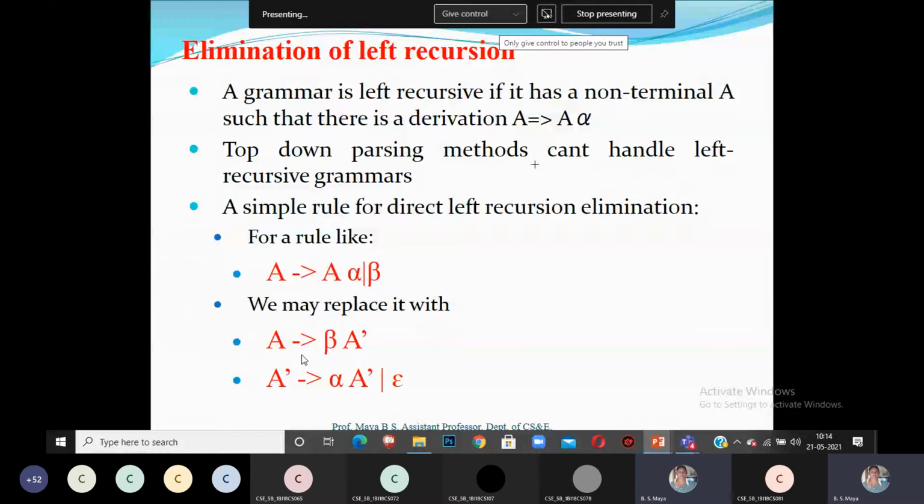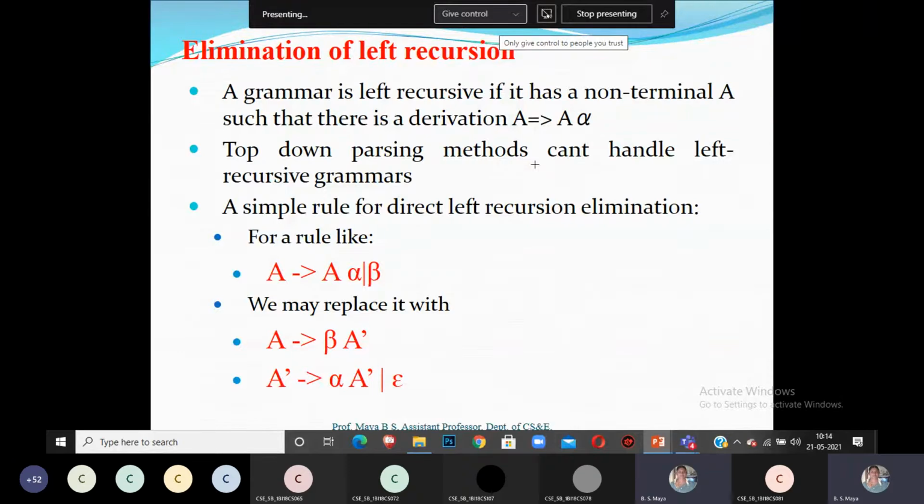So you start with A derives beta into A dash. This is for A dash. I am writing A dash, it is not an apostrophe. A dash is your new non-terminal. You can write any new non-terminal; I am writing the new non-terminal as A dash.